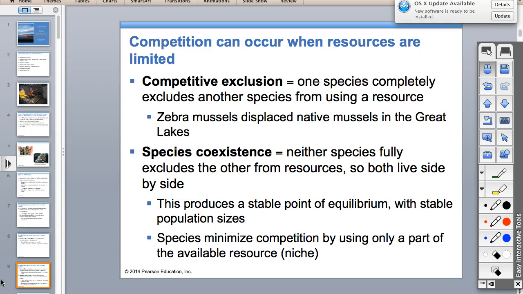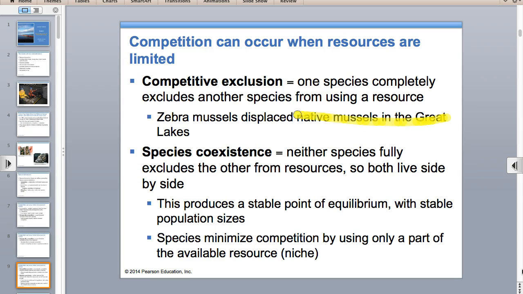When species compete, 2 things can happen. One thing that can happen is one is going to do awesome and the other one's just going to die. That's competitive exclusion. So right now with those zebra mussels, they are completely displacing the native mussels in the Great Lakes area. And so the native mussels are becoming endangered, and that's competitive exclusion. You introduce this new species and the other one just can't really swing it.